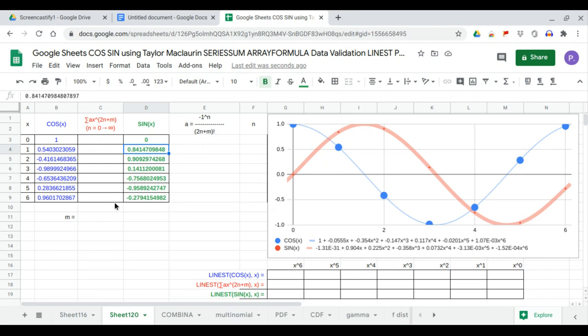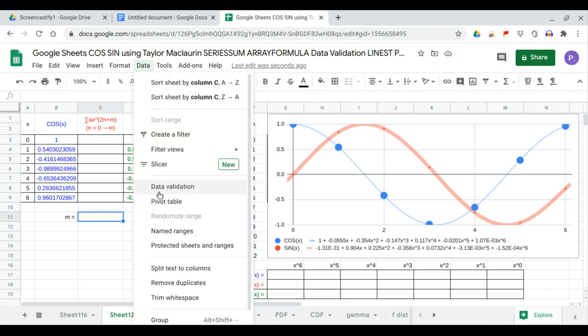And we generate the Taylor-Maclaurin series sum of both, where it is the summation of a times x to the power 2n plus m, where the value of n is from 0 to infinity. So we have n 0 to infinity. In this case, we'll get to 12, which is good enough. And the value of m is 0 or 1.